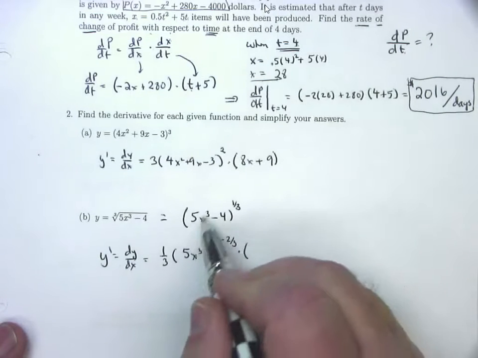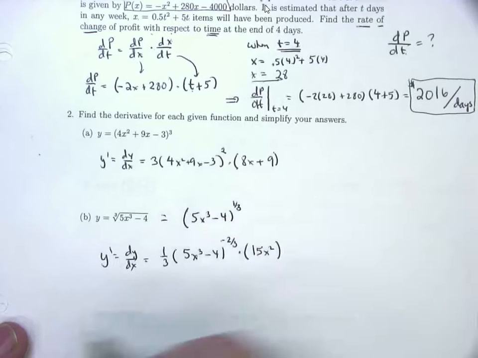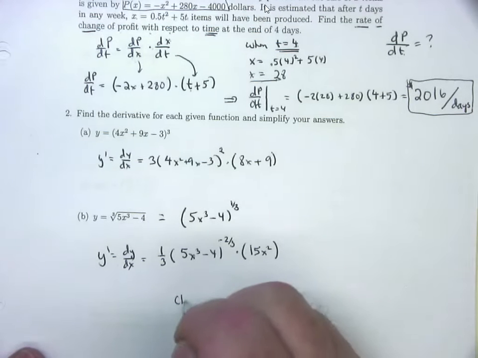Well, the derivative of 5x cubed is 15x squared. Derivative of minus 4 is 0. So there's my answer. And again, I'm not cleaning this stuff up. If I was going to clean it up, all right, if I decide to clean it up.